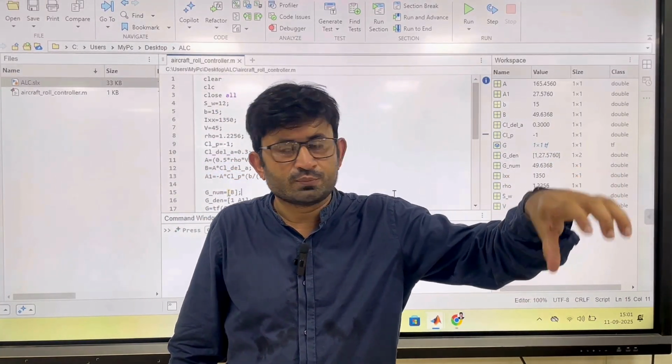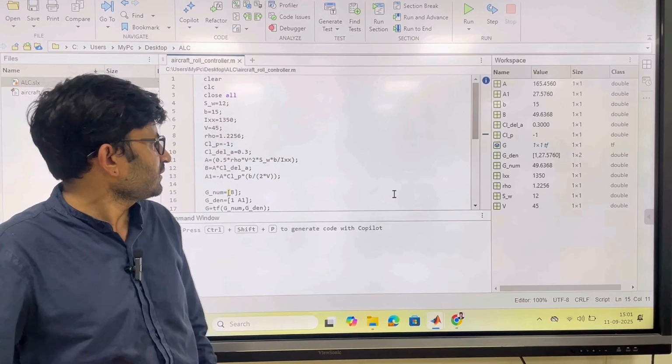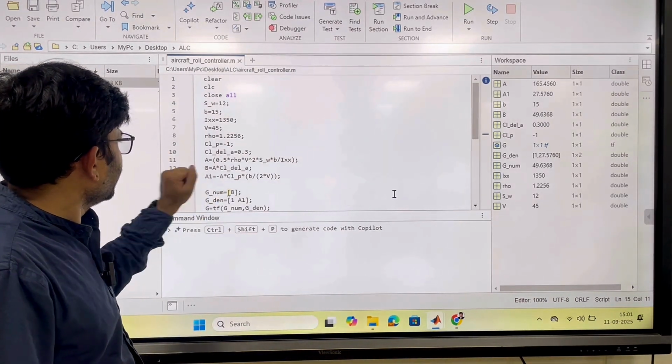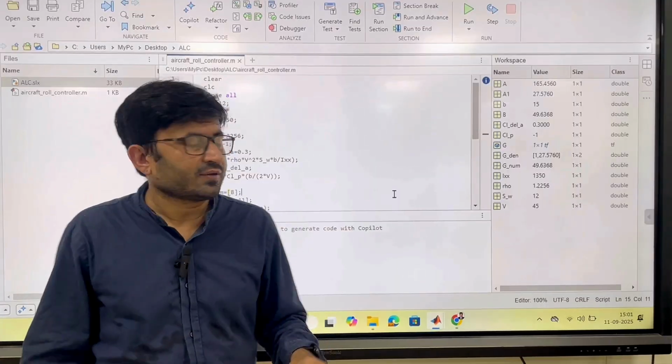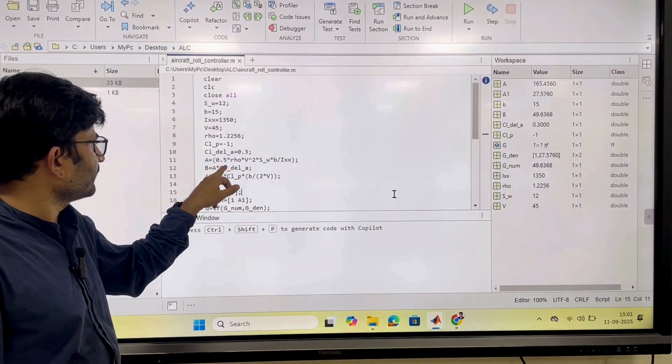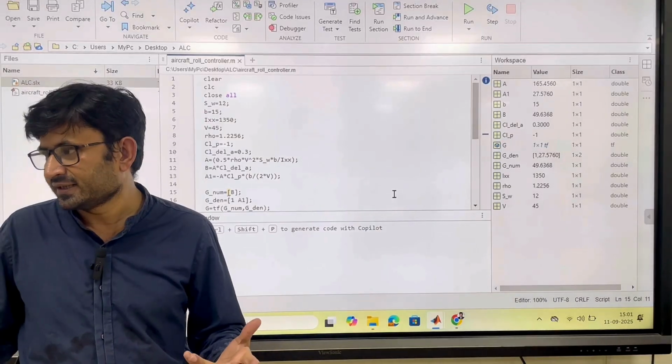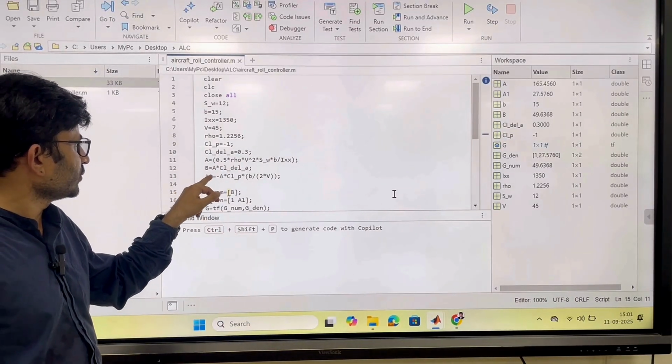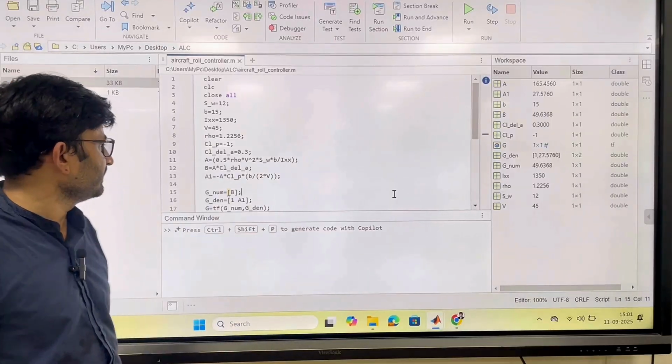If aileron area is more, you will have more CL delta A, right? Okay, so I already explained that part. Now, during the theory part, we found A equal to half rho V square S B by Ixx, right? You can type the same here. B equal to A CL delta A, same you can type here.